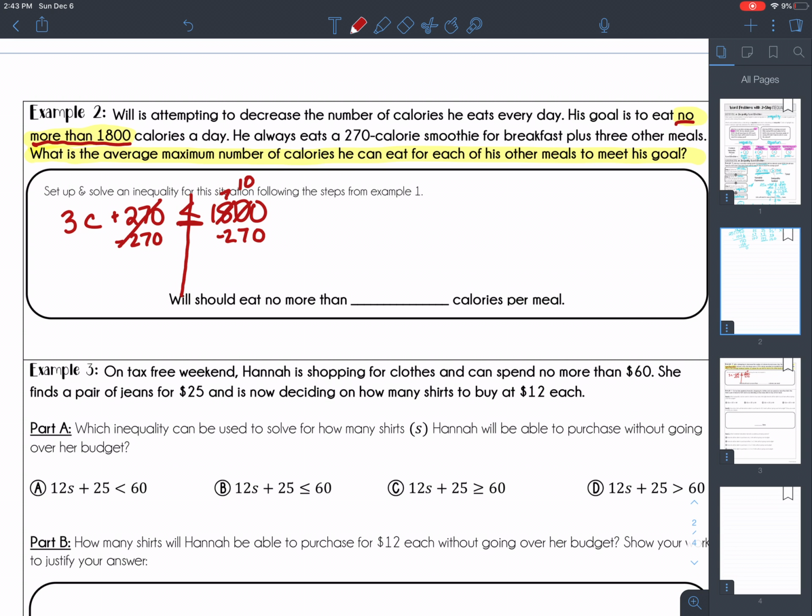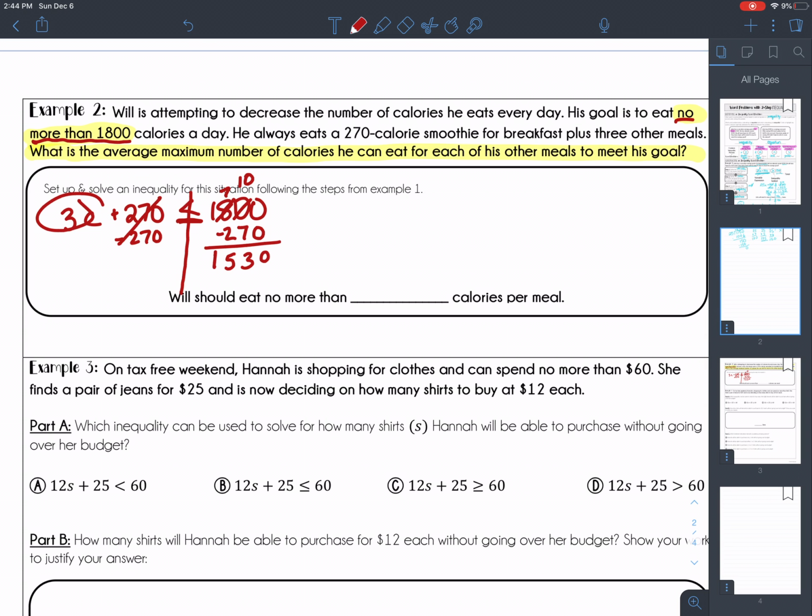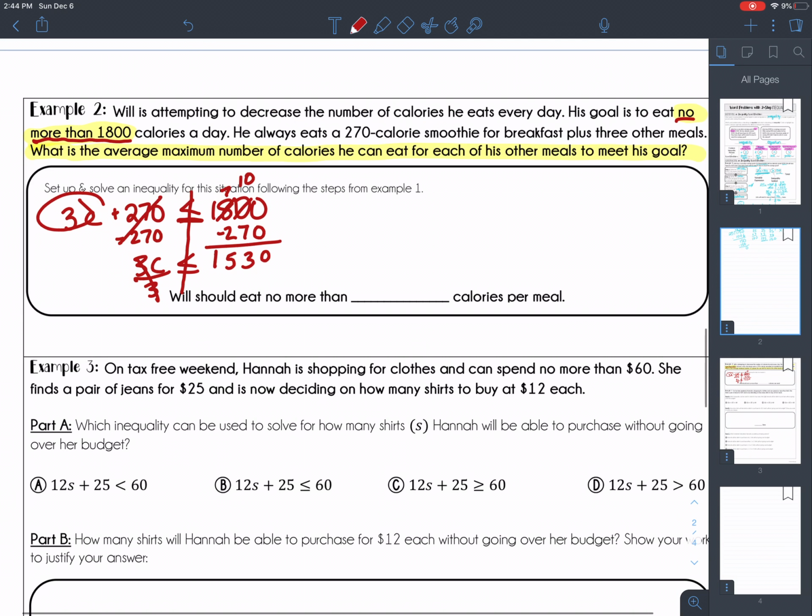0 minus 0 is 0. We didn't need to borrow for that one. But 10 minus 7 is 3. 7 minus 2 is 5. And now we know that once we take the smoothie off, the calories from his 3 meals have to be under 1530. And once we get rid of the 3 by canceling it out, we're multiplying by 3, so we're going to divide by 3 to cancel out, and we got to do it on both sides.